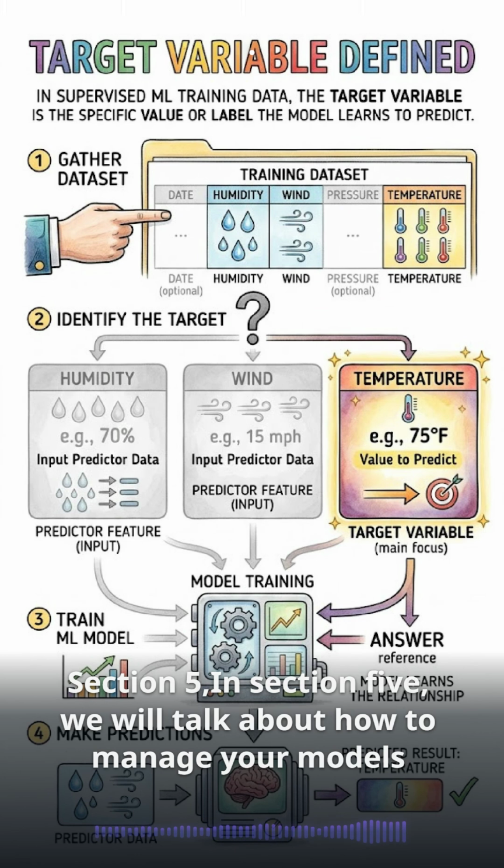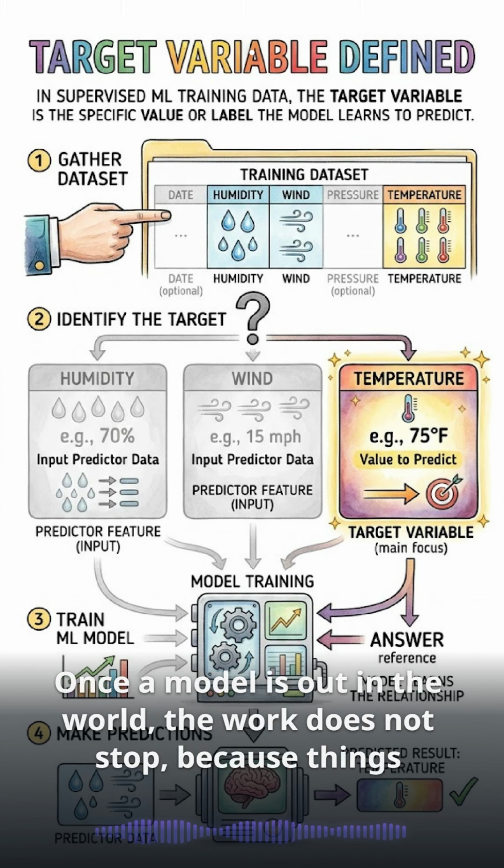Section 5. In Section 5, we will talk about how to manage your models after they are finished and deployed. Once a model is out in the world, the work does not stop, because things change fast. You need to watch your model every day to make sure it is still making good and smart guesses.